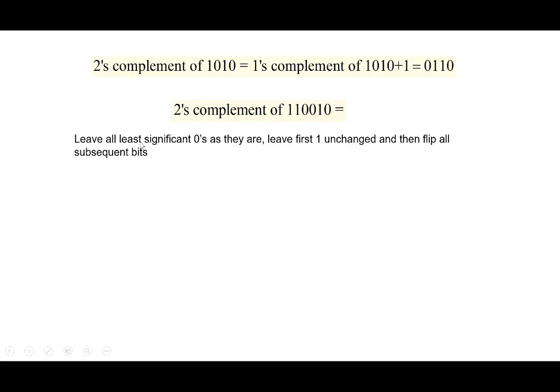There's a simpler method of writing the 2's complement of any number. The method is: leave all least significant 0s as they are, leave the first 1 unchanged, and then flip all subsequent bits. So we have a 0 here, leave it as it is. Then we have a 1 here, leave it as it is. And after that, flip all of them. So 0, 1, and then you flip 0, it becomes 1, then you flip 1, it becomes 0, and 0. That becomes the 2's complement of this particular number.